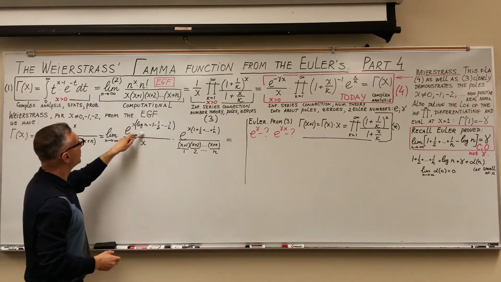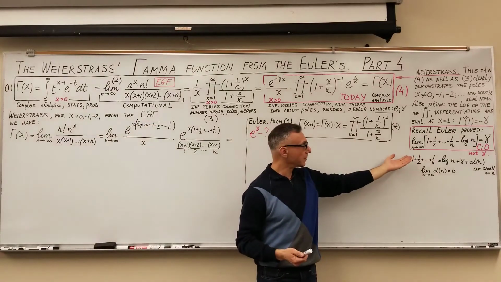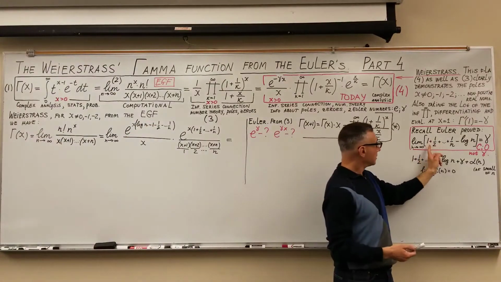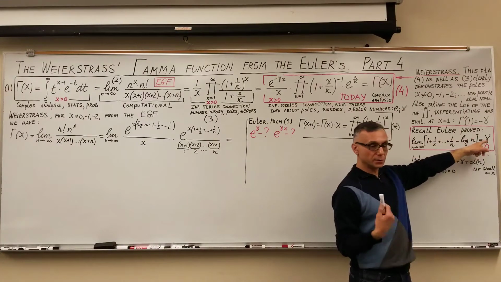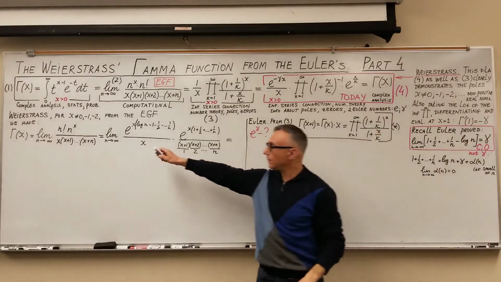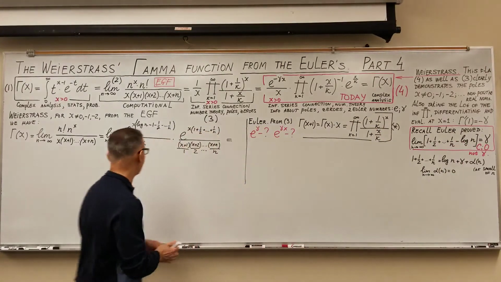Now, this difference, using Euler's discovery, the harmonic series minus log n, the limit as n goes to infinity, is equal to gamma. Here we have this difference flipped, so it will be just equal to minus gamma.